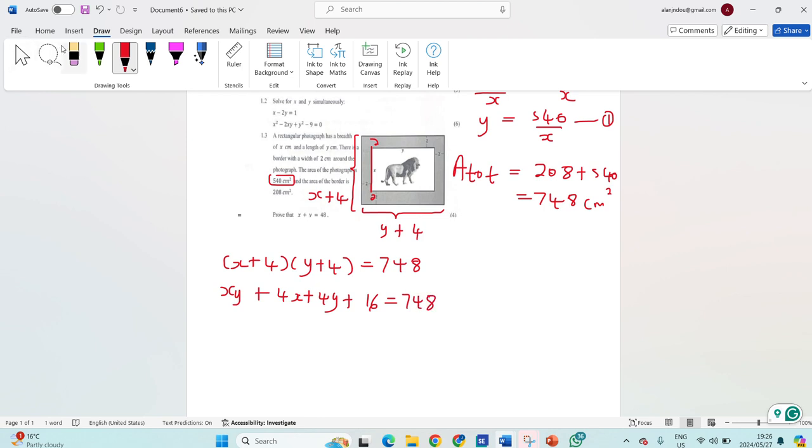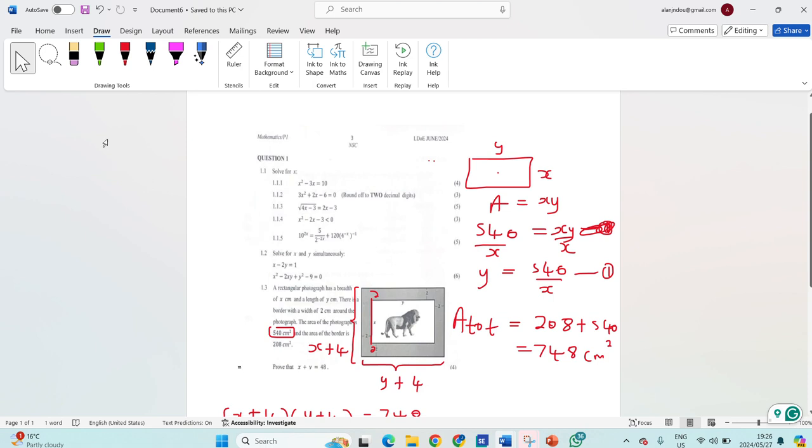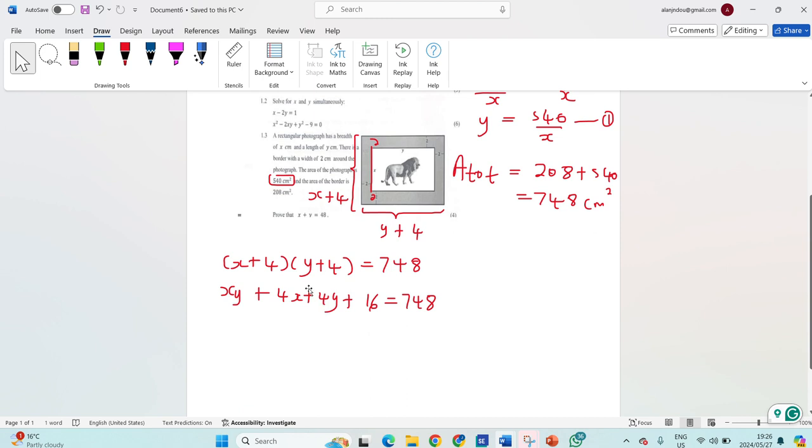Now let's see something here. I'm given xy, right? From the previous statement, what do I know about xy? I said that xy is equal to 540. So where I see xy, I'm going to replace that with 540. So it's 540 plus 4x plus 4y plus 16, and that adds up to 748. We must prove that x plus y is 48 here.